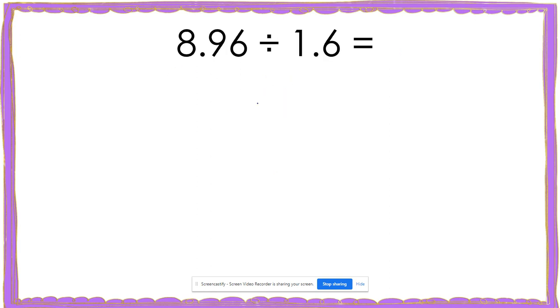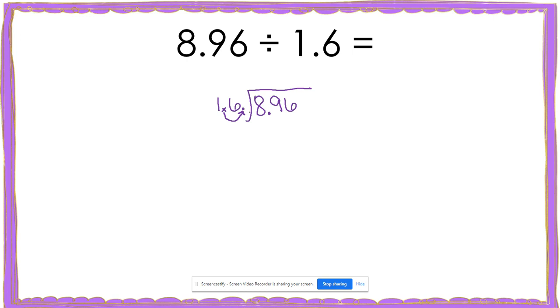For 8.96 divided by 1.6, I'm going to write my dividend of 8.96 inside my long division symbol, and then 1.6 is my divisor, which I'll put on the outside. Before I start dividing, I know that my divisor is a decimal, so I need to make it a whole number. To make it a whole number, I'm technically needing to move my decimal one place to the right, which is the same as multiplying by 10.